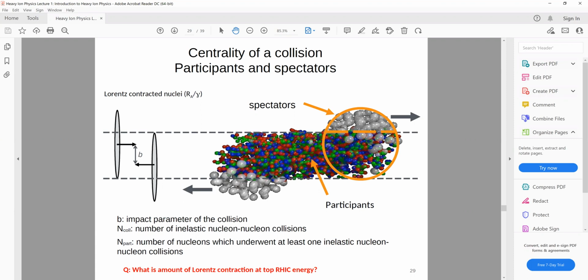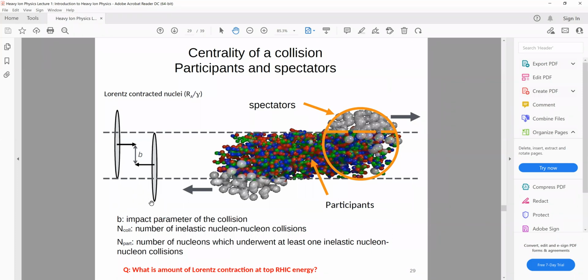And the nucleons which are residing here, or for example here, just look at the collision. They don't take part in the collision. They remain unaffected by the collision. They are called spectators because they are mere spectators. They watch what is happening, but they themselves do not take part in the collision.